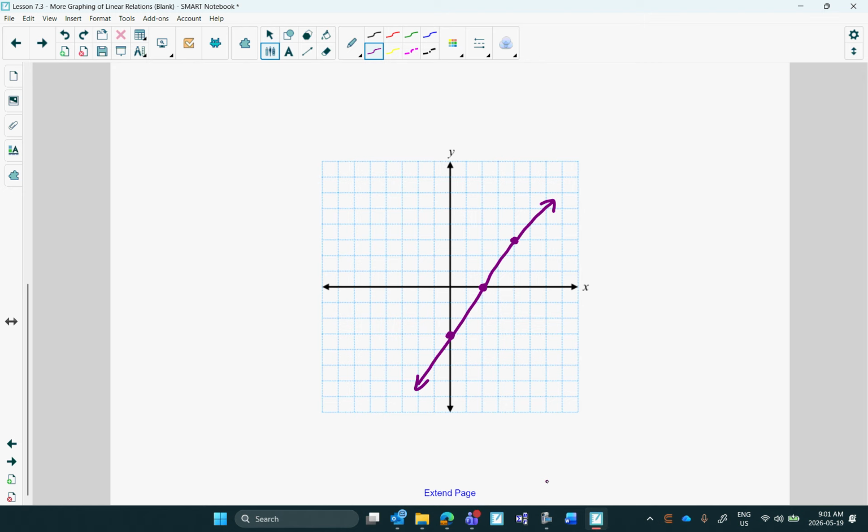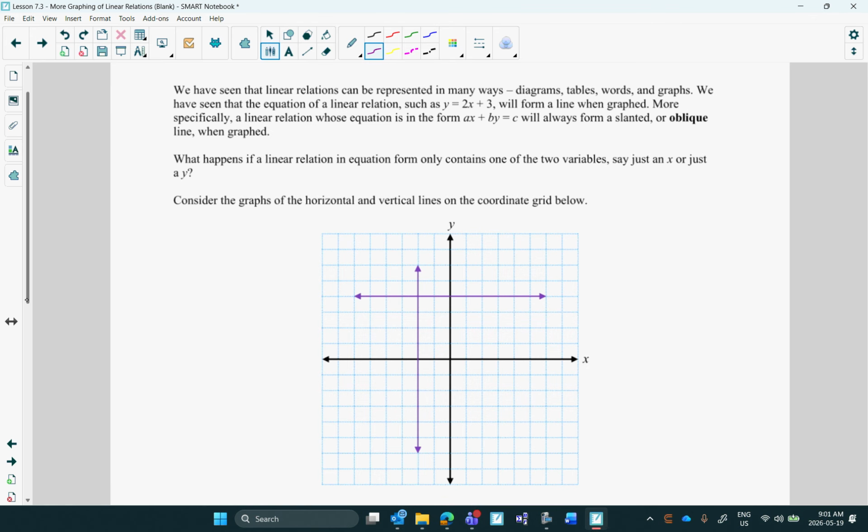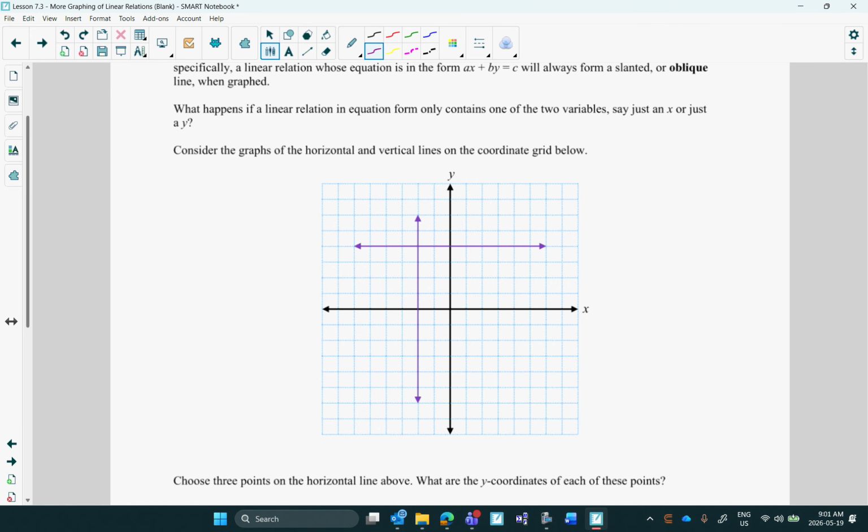Okay. Last thing we're going to look at. All the lines we graphed were slanted lines, but there are two other types of lines. There's a line like this, which we call a horizontal line. There's a line like this, which we call a vertical line. So let's look at the horizontal line first. Give me a point on the horizontal line. Give me any point.